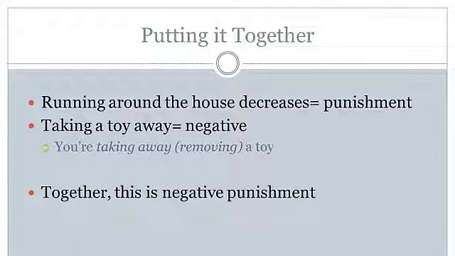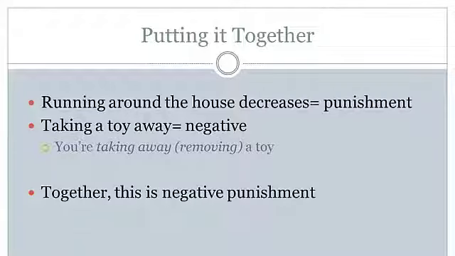How about negative punishment? With negative punishment, let's say that your child is running around the house, and you want your child to stop running around the house. So you take a toy away from the child. So what are you doing here? You're taking something away from the child. You're taking away a stimulus. You're taking away their toy. Therefore, it's negative. And because the result is that the child is going to stop running around, it's decreasing the probability that the child is going to run around, it's a punishment. So you have a negative punishment.